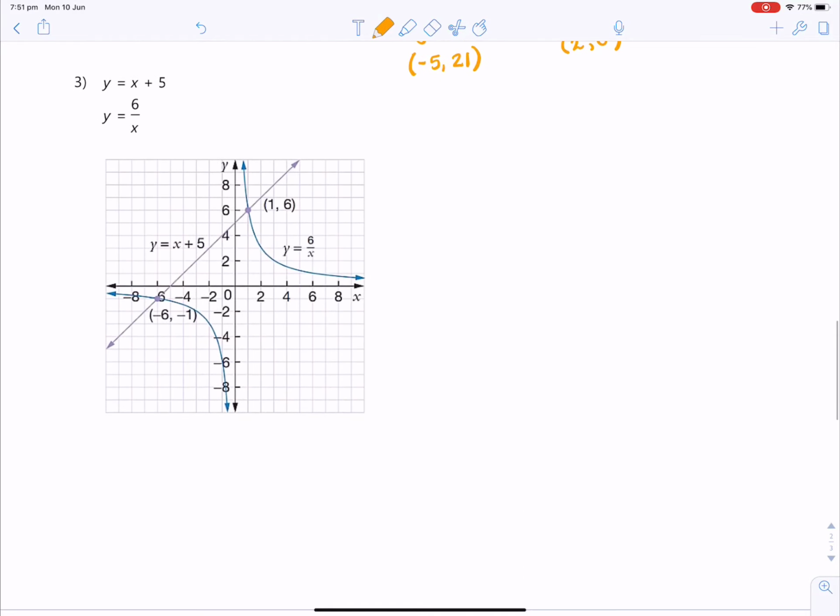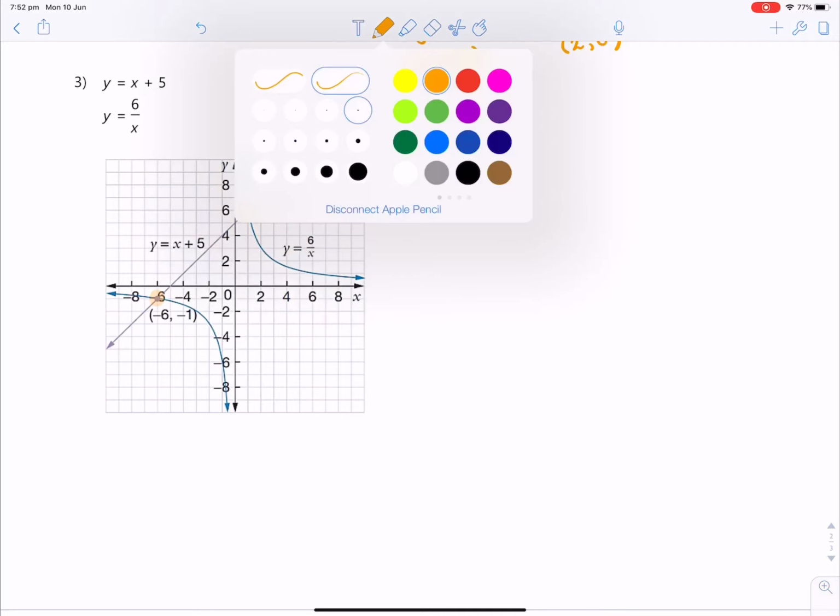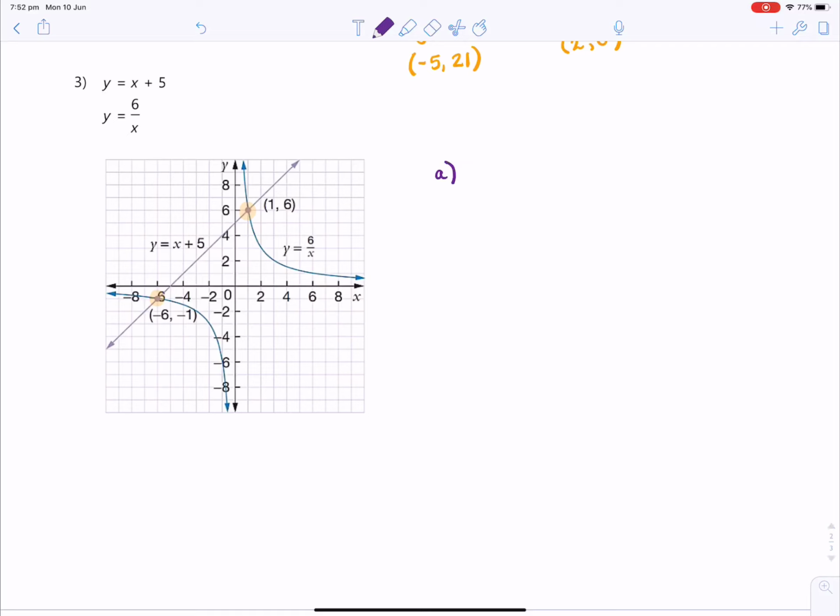So in this graph, we're looking at a linear graph and a hyperbola. We can see graphically that there are two solutions because there are two intersection points. So our solutions from the graph are the two intersection points, which are (1, 6) and (-6, -1). Now, if we want to solve this algebraically, we need to be looking for an opportunity to do substitution or elimination.